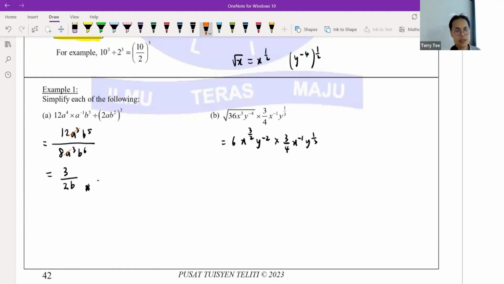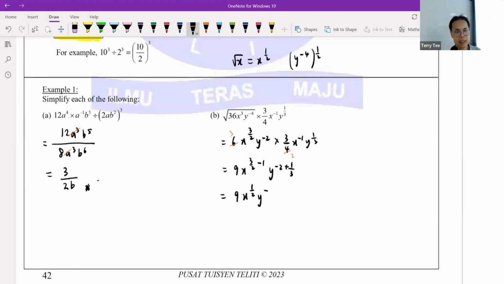Now, can you cancel these two? 6 and 4 cancel, left with 3. 3 times 3, 9. Now, here I do a bit slower. You have x power 3 over 2, you add with negative 1, so it's 3 over 2 minus 1. You have y power minus 2, you add with 1 over 3. The outcome will be 9x power 1 over 2.